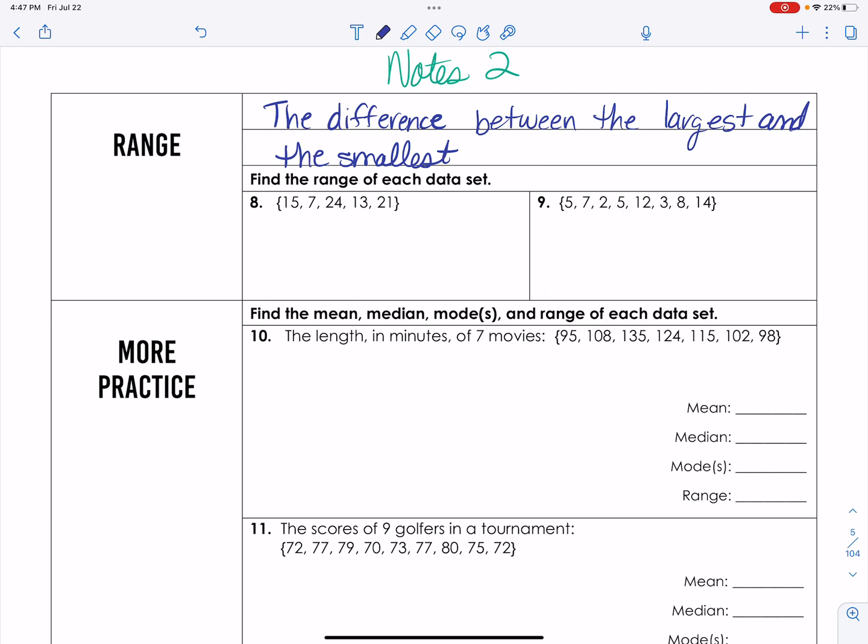Okay, so if I look at this first one, my smallest is 7, my largest is 24. So I'm going to do 24 minus 7, and my answer is 17. That is my range. Okay, if I look at the next one, my largest is 14, my smallest is 2. 14 minus 2 is 12.